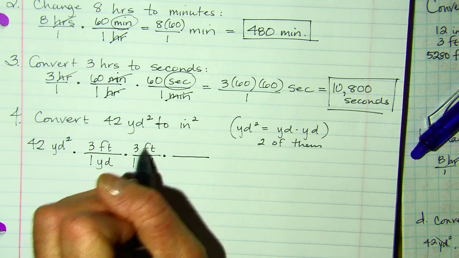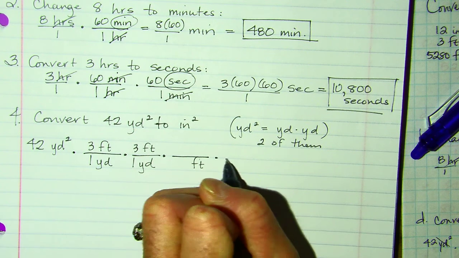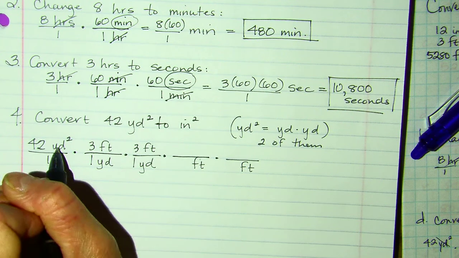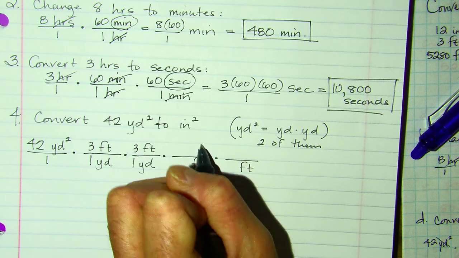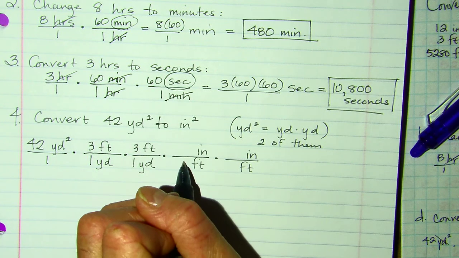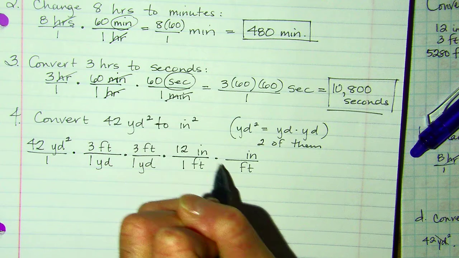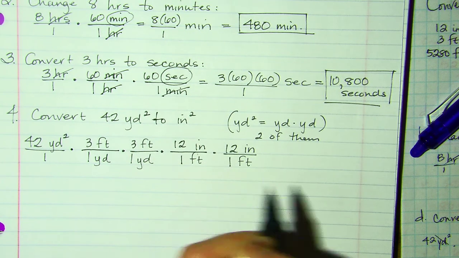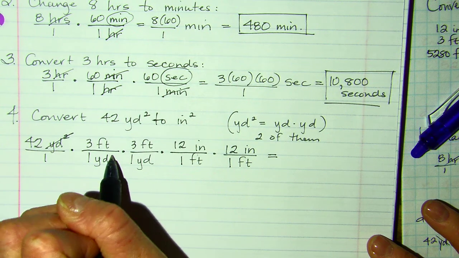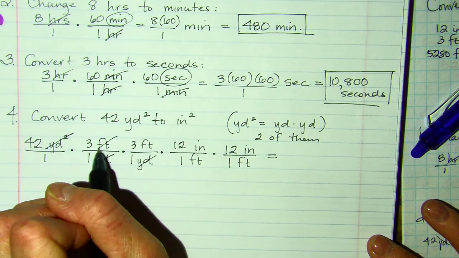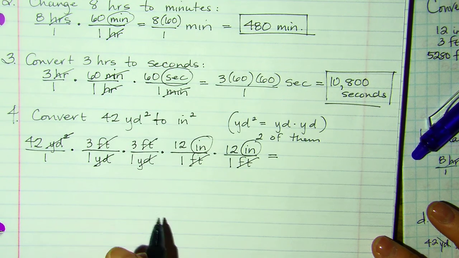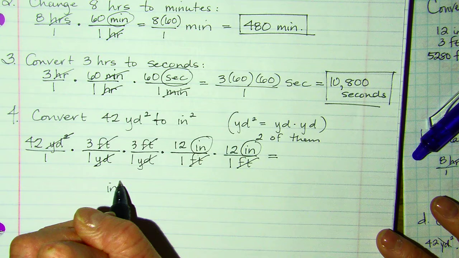Now I'm going to need to get rid of my feet. So if it's on the top, I got to put it on the bottom. Yards is on top, so I'm putting it in the bottom. So I know that I'm going to need 2 inches because I have 2 of them. Now I'll write my conversion. 1 foot is 12 inches. And so now I can start simplifying. So yards squared cancels because I have 2 yards. Both feet cancel. And I'm left with inches times inches, which is where we get inches squared.